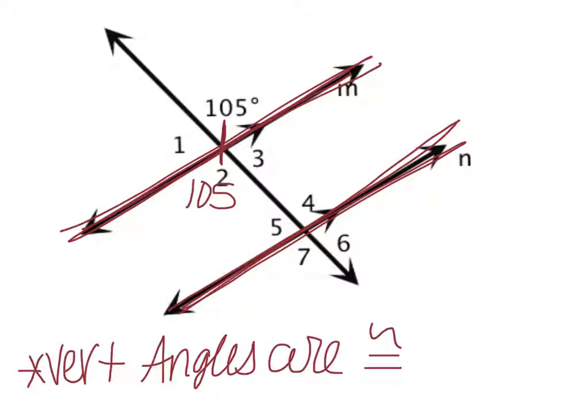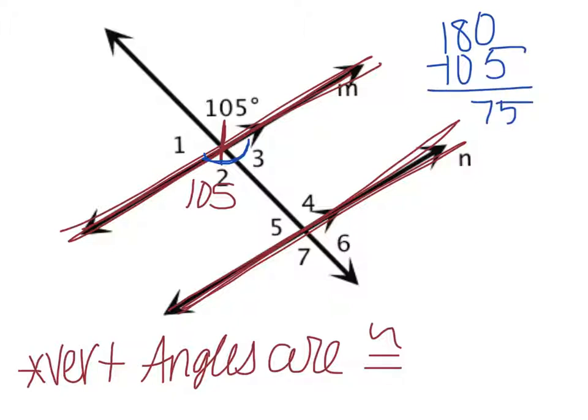And then if you notice, angle 2 and angle 3 make up a straight line, and a straight line is 180 degrees. So if one angle is 105, I'm going to take 180 and subtract 105. I'm going to get 75. So that's going to be the measure of angle 3. And that's also the measure of angle 1 because those are vertical angles, angle 3 and angle 1.